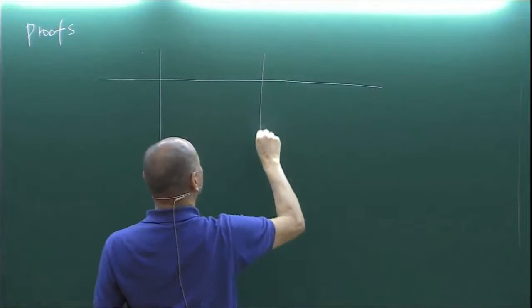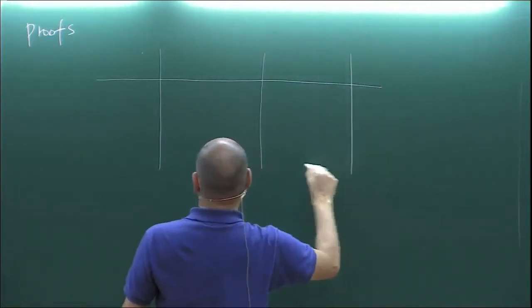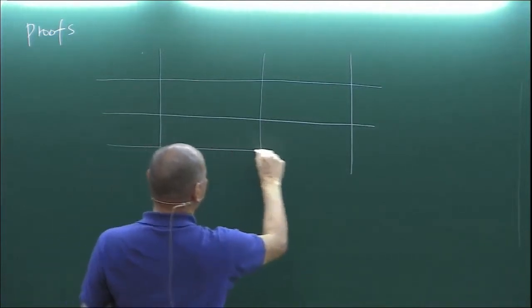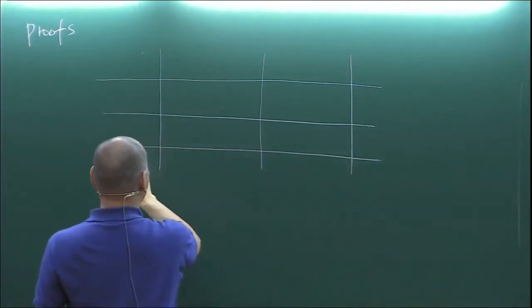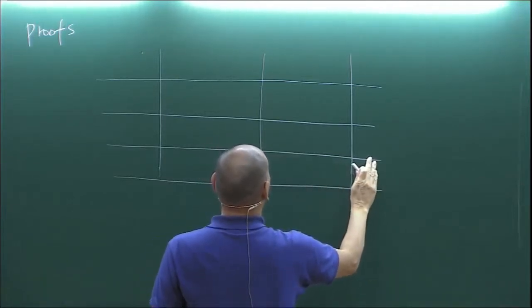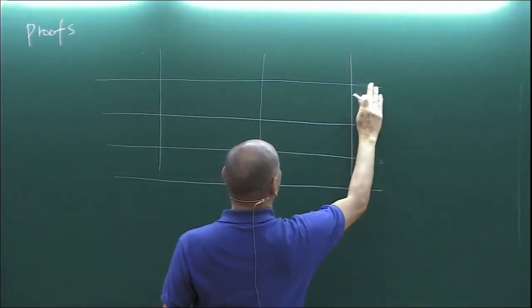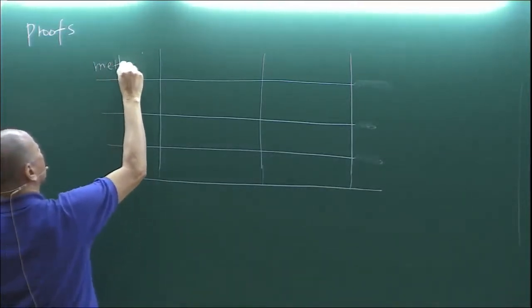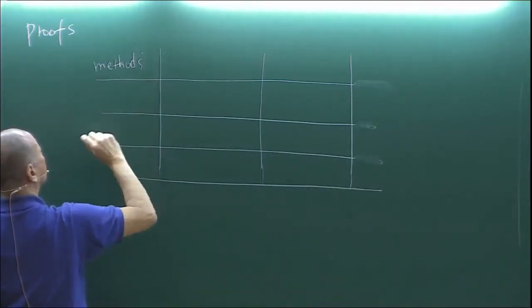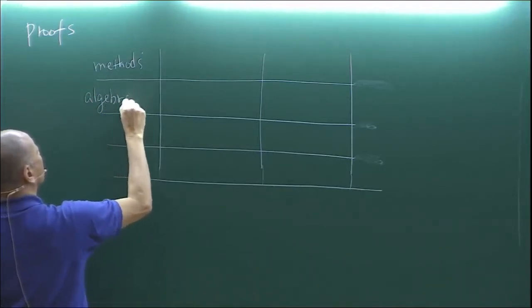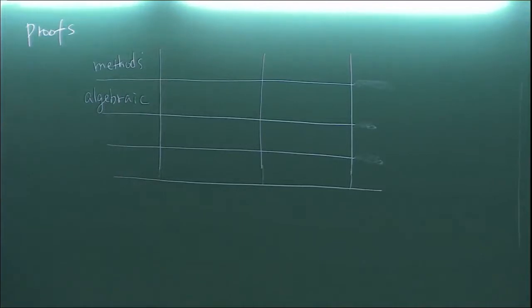So I write some table like this. So far, I have 3 proofs of this important identity. And the method, first one is an algebraic method. This is my first proof, and it's kind of a straightforward proof.